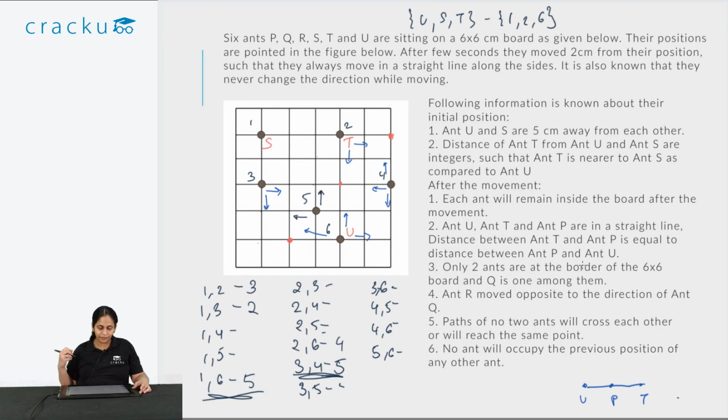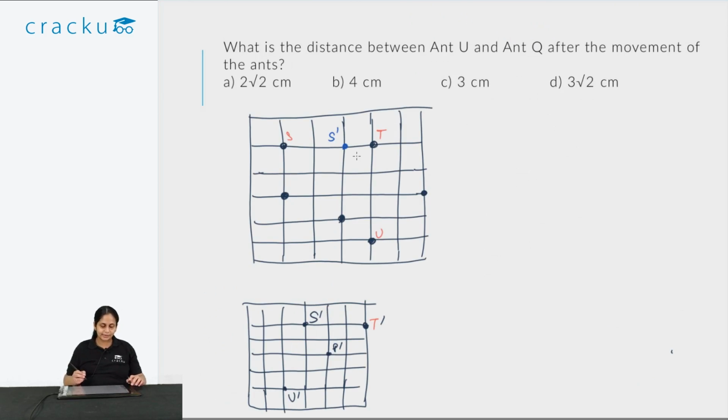So clearly if T moves to the right, we will be negating this condition 3 where 2 ants have to be at the border, because Q and R have to move in the opposite direction, and no matter which one you assume is Q, which one you assume is R, neither of them is going to end up at the border, and Q has to be at the border as such. So the one which can end up at the border is actually 5, and for it to end up at the border, it has to move down, and for it to move down, it will be crossing the paths of U. So clearly this can't happen. So this case where T is moving to the right is negated. So I can remove this particular case. So this case is negated.